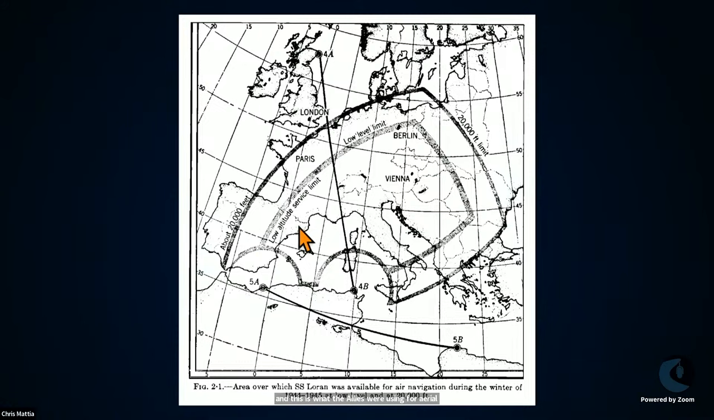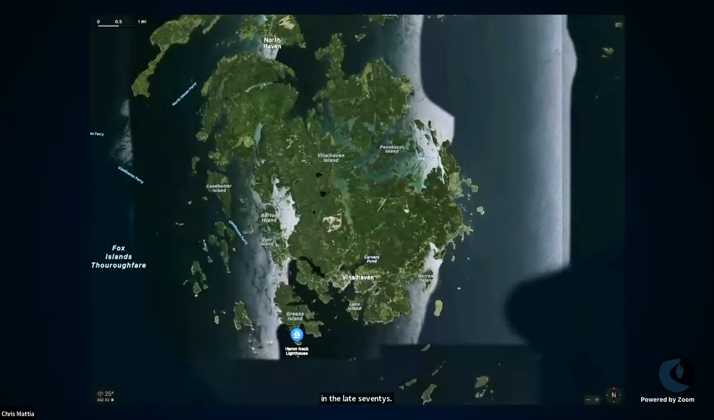You can see the inner line is for one elevation. The outer line was for aircraft flying at another elevation. So this really was a global system that was being used. But it started to get decommissioned in the late 70s. It changed over to some of the other systems and other frequencies. So that's why we think pretty much that we're dealing with the Loran A system here.